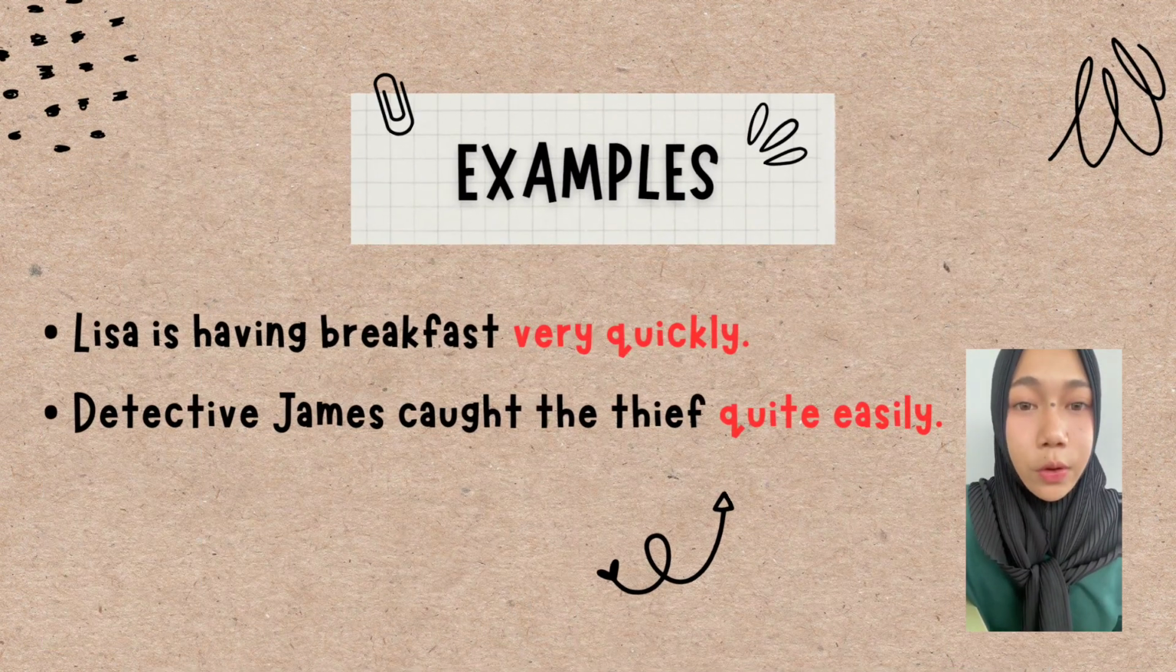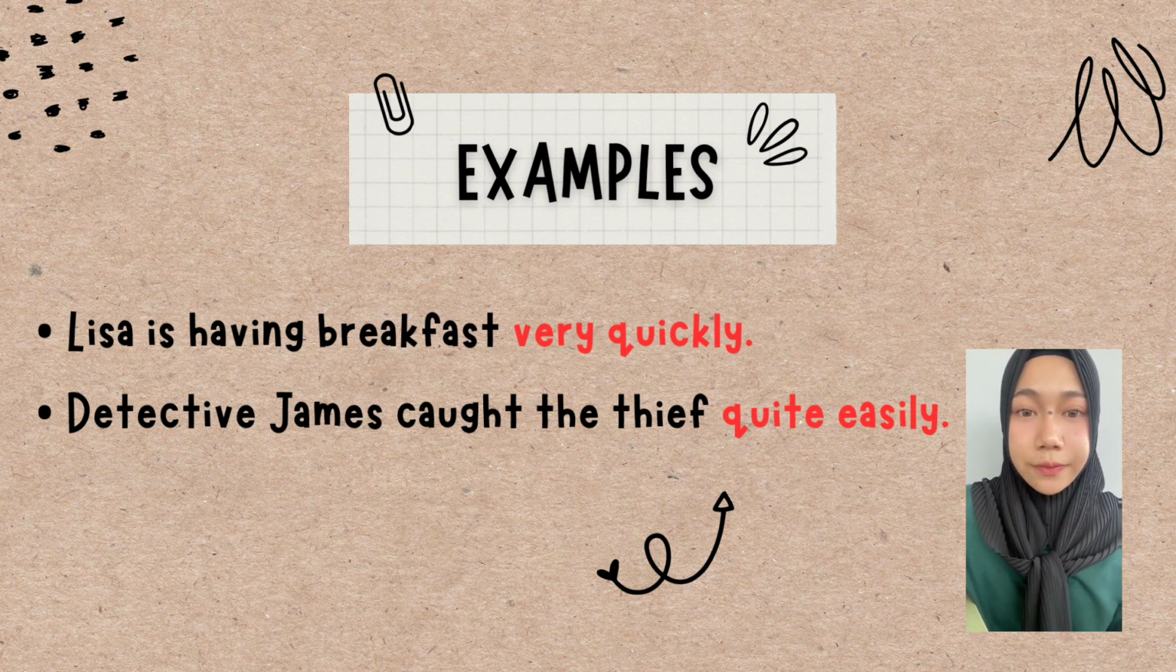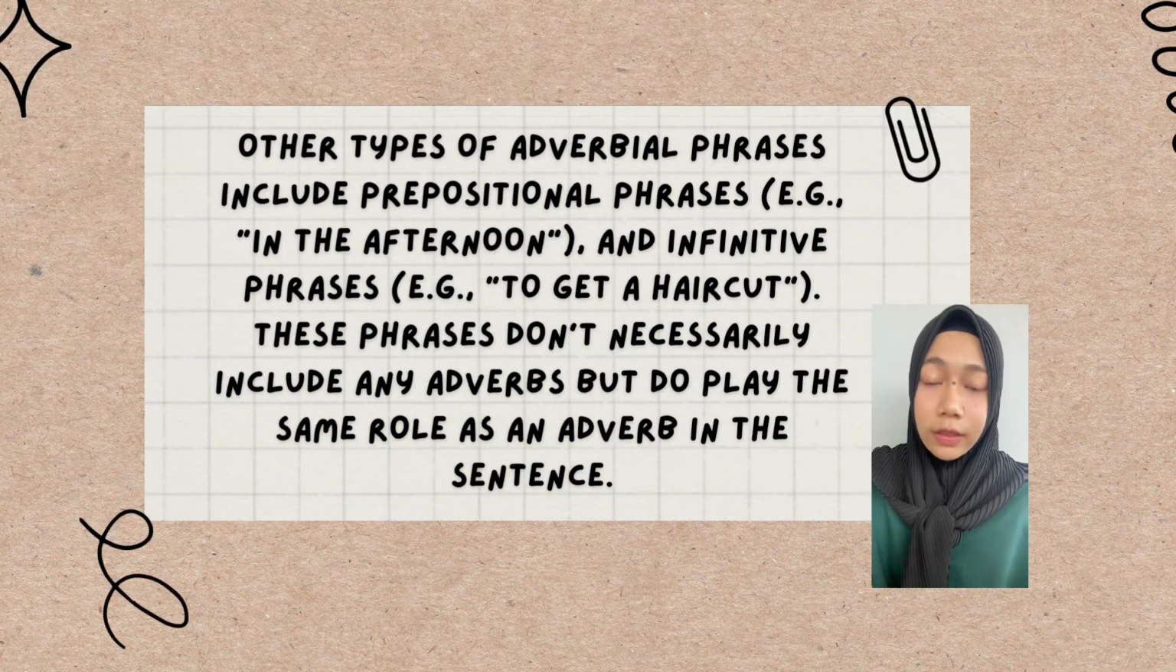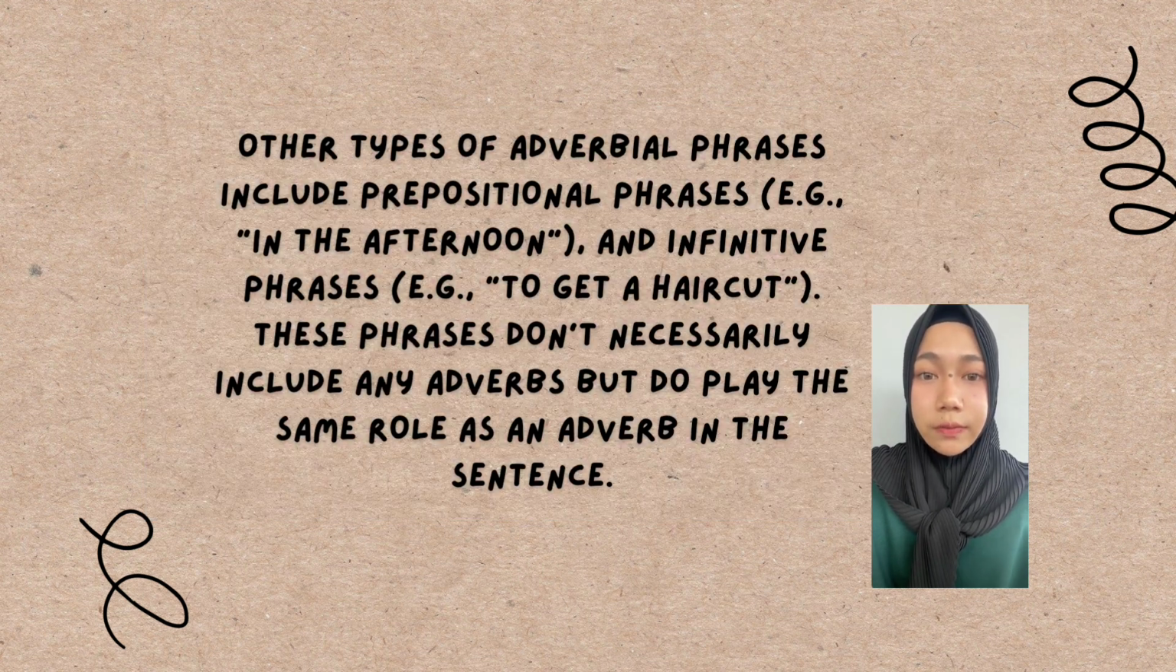The first example of an adverb phrase is: Lisa is having breakfast very quickly. And another example is: Detective James catches the thieves quite easily. Other types of adverb phrase include prepositional phrases and infinitive phrases. These phrases don't necessarily include any adverbs, but do play the same role as an adverb in the sentence.